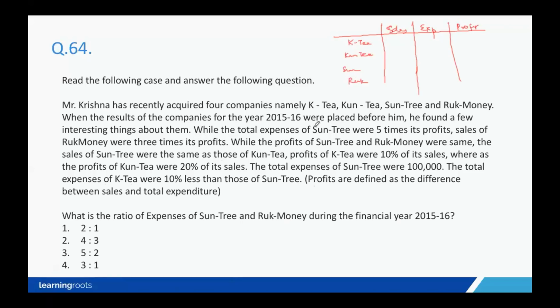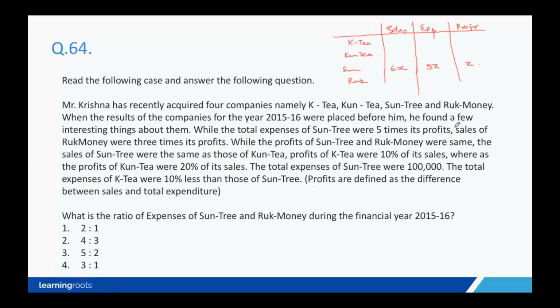Let's look at the data that is given. While the total expenses of Sundry were 5 times its profit. So if the profit of Sundry is X, then the total expenses will be 5X. If this is 5X and this is X, logically the sales has to be 6X, because 6X minus 5X will then be equal to X.